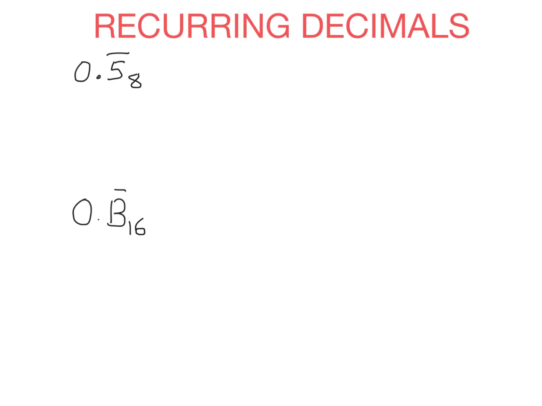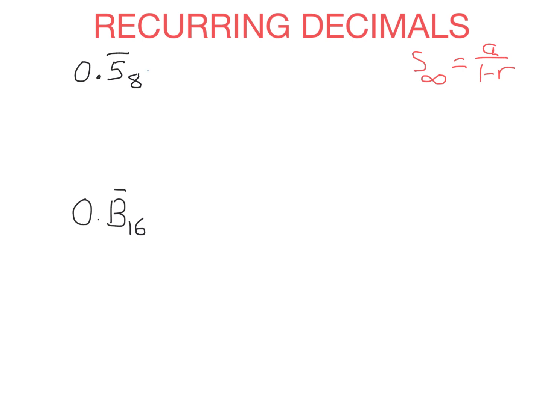Thank you for tuning into this video in which we will take recurring decimals from different bases and convert them to base 10 numbers. To do this, we need to use what we learned in the previous lesson, the sum of a limiting geometric series, a over 1 minus r. Because if we have something like 0.5 recurring in base 8, this actually forms a limiting geometric series.